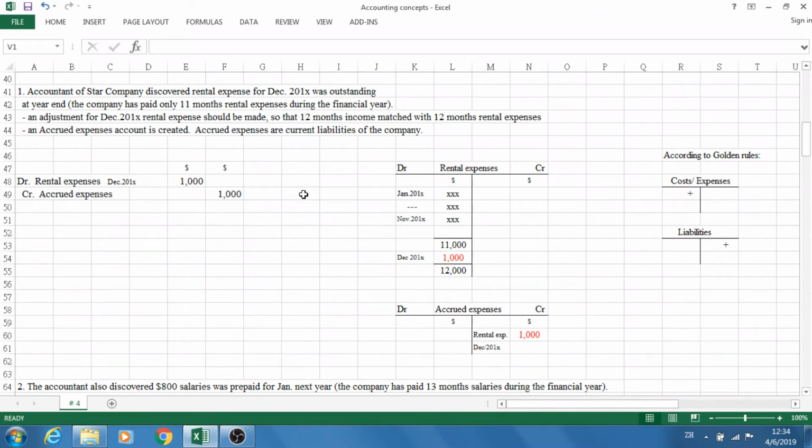Debit rental expenses 1,000. Credit accrual expenses 1,000.